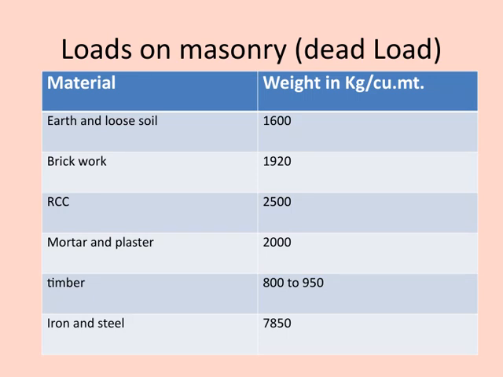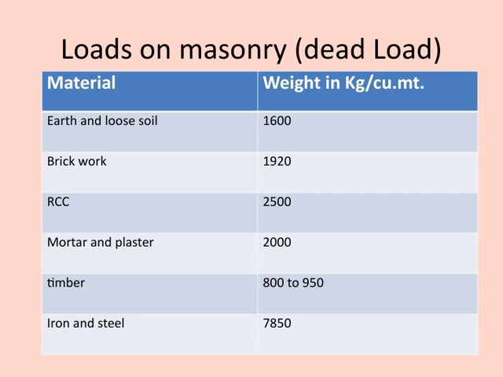Now let's look at the loads on masonry, specifically the dead load. These are the weights that the structure must support over its lifetime. On this slide, we see a table that lists different materials and their approximate weights in kilograms per cubic meter. For example, earth and loose soil weigh around 1,600 kg per cubic meter. Brickwork is slightly heavier at about 1920 kg per cubic meter, while reinforced cement concrete, or RCC, is significantly heavier at 2,500 kg per cubic meter.